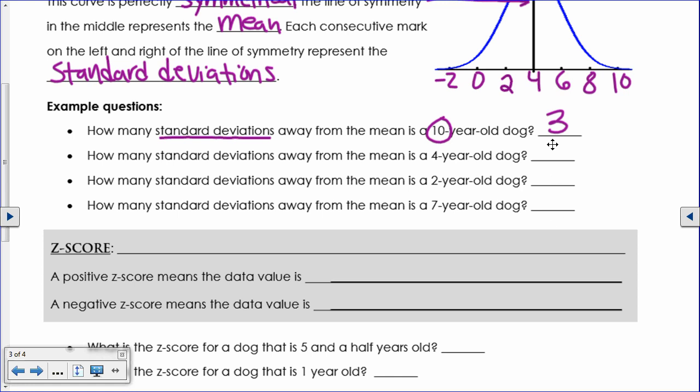What about 4? How many standard deviations is 4? 0, because that is the mean. So it's 0 standard deviations away from the mean. What about 2? That would be, well, it would be -1.